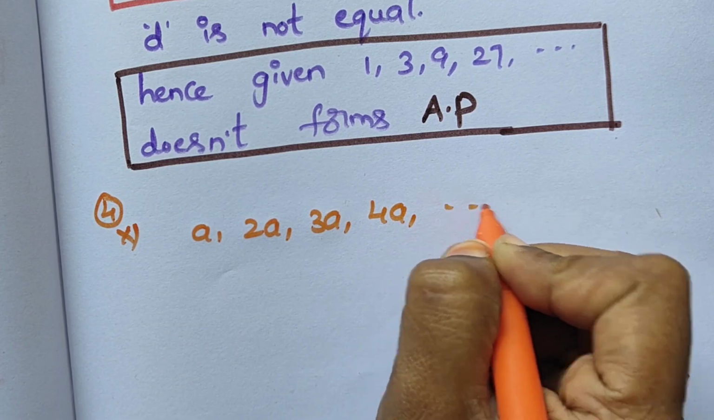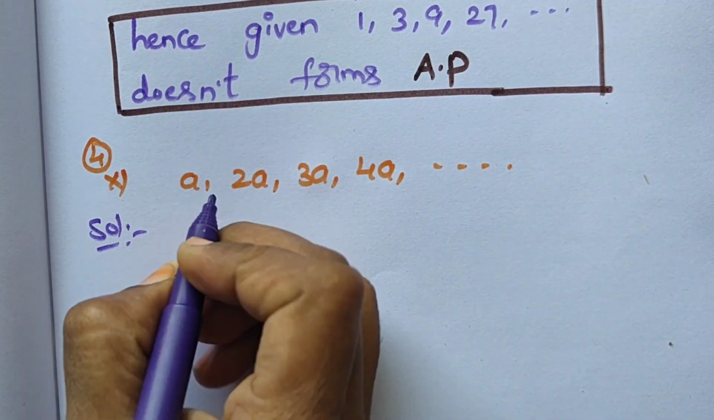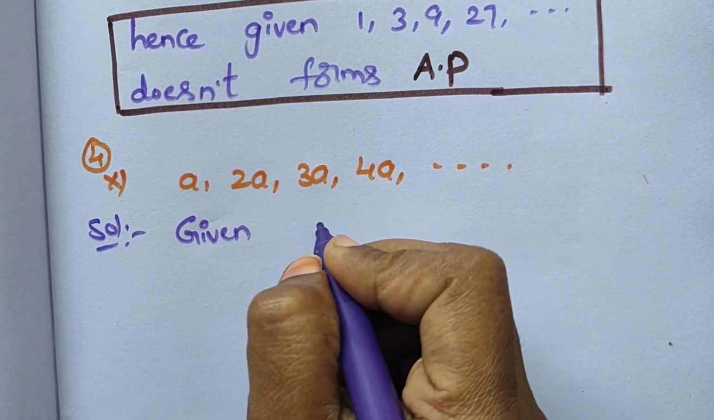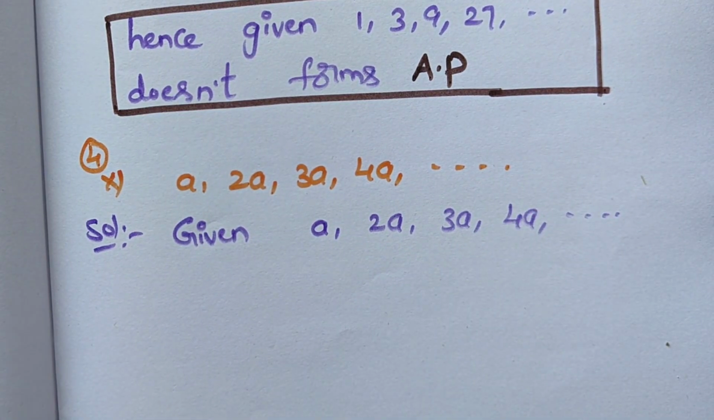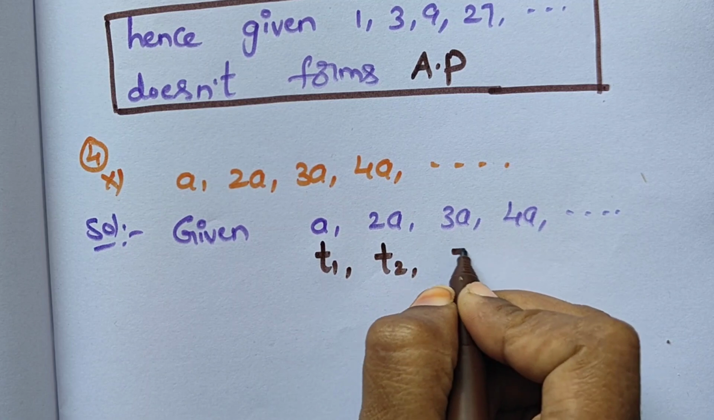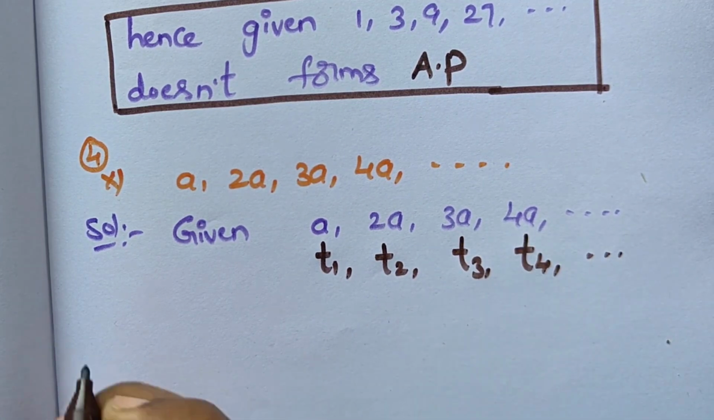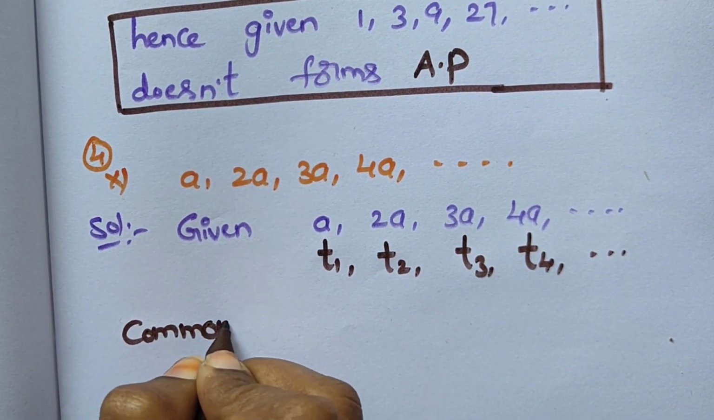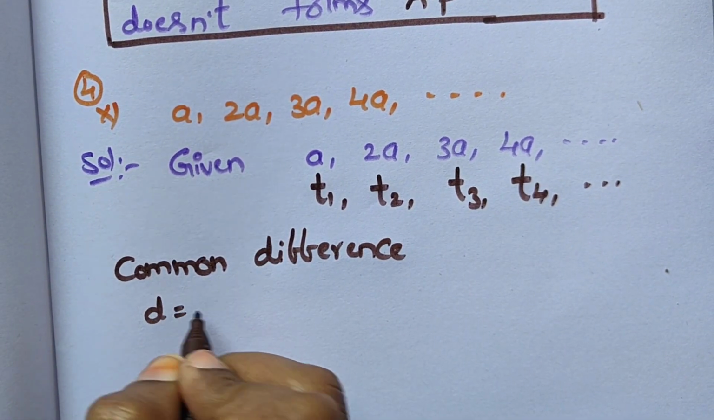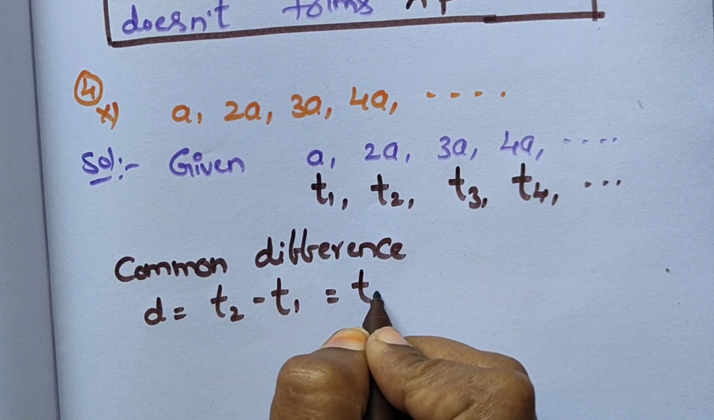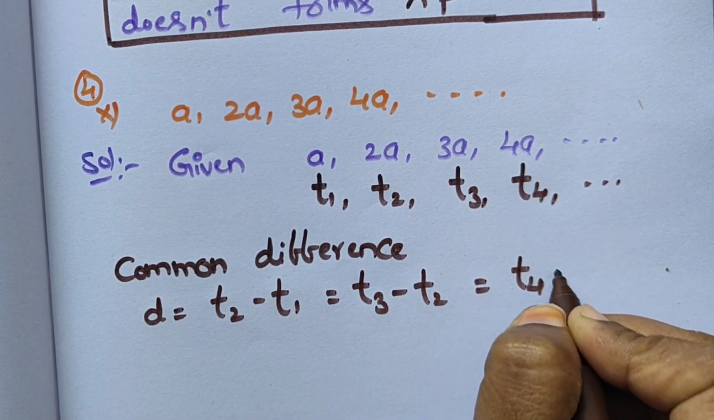Next, 10th bit: a, 2a, 3a, 4a. They have given a series of 4 terms. Is this list of numbers an AP or not? We can find out by finding the common difference. Now let us say term 1, term 2, term 3, term 4. Now we have to find the common difference. d is equal to term 2 minus term 1, is equal to term 3 minus term 2, is equal to term 4 minus term 3.